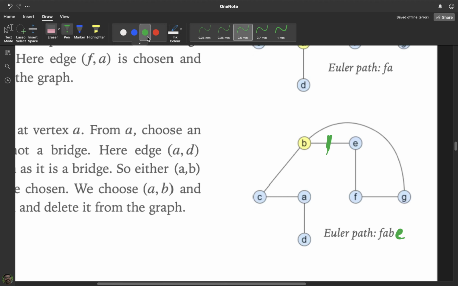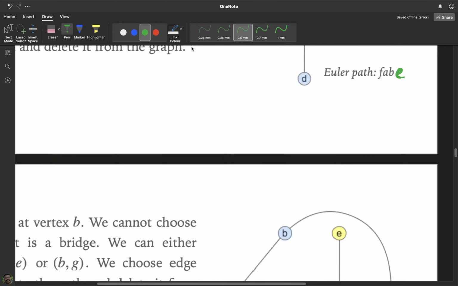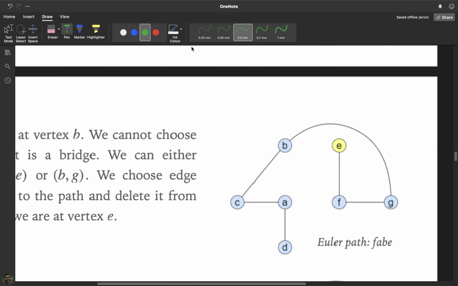Now you are at the vertex E. Now the Euler path is FAB, and it is written here. From E there are no more choices. Only one edge is left. It is a bridge, but we have no other edges. So we have no other way but to choose this edge again, to F. Even though this is a bridge, there are no other choices for us.